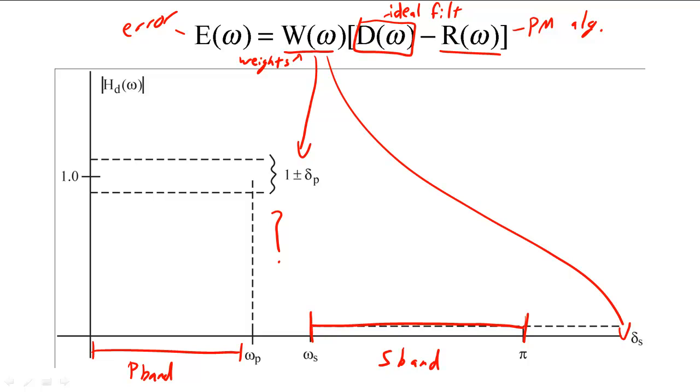Typically, we specify one weight for the passband and one weight for the stopband. These weights will force the filter to not deviate from d omega, the ideal filter, more than a fixed amount. As it turns out, the error is minimized if all the ripples in the passband are the same size and all the ripples in the stopband are the same size.